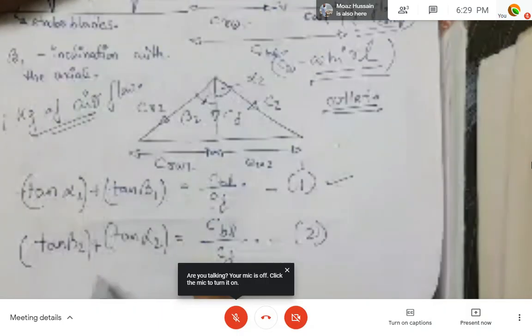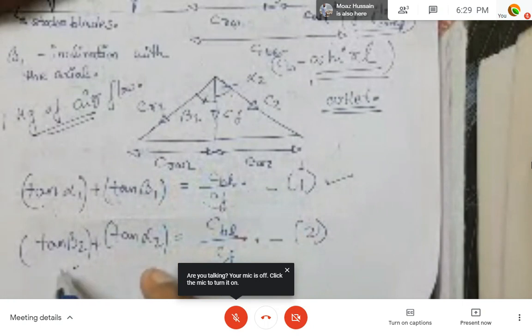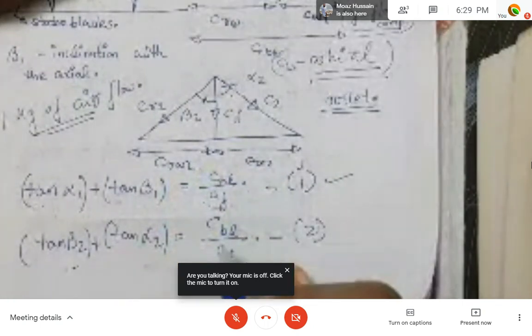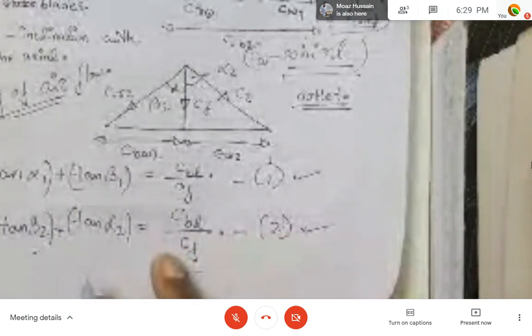And similarly for the outlet velocity triangle, we have tan beta 2 plus tan alpha 2 is equal to CBL by CF, as you can see here. And we will note it as equation 2.